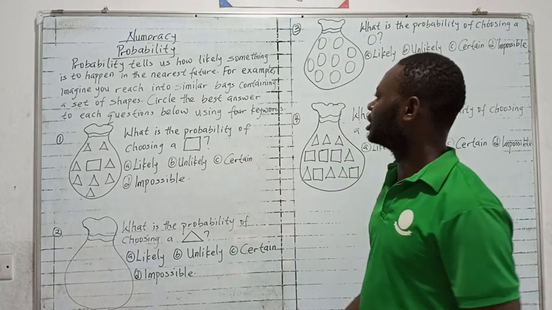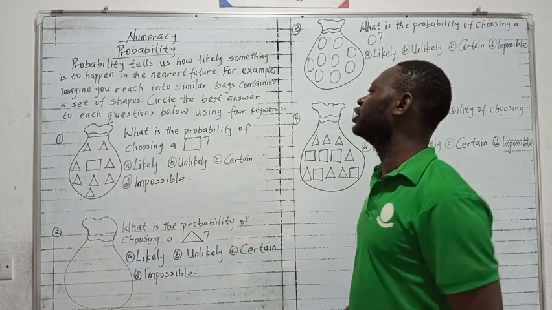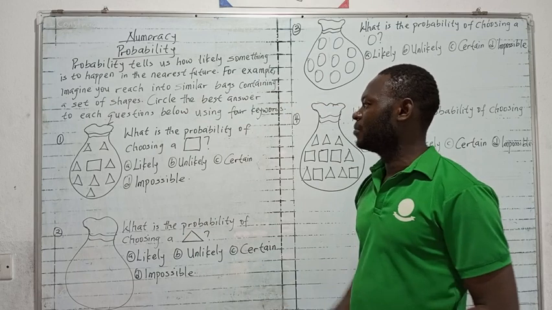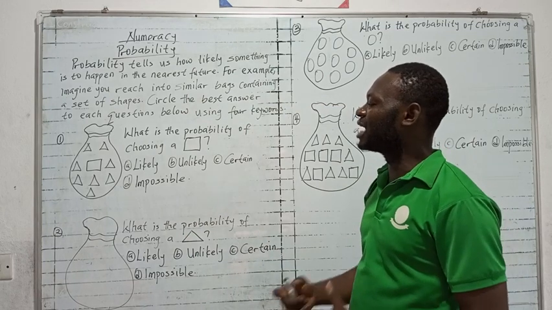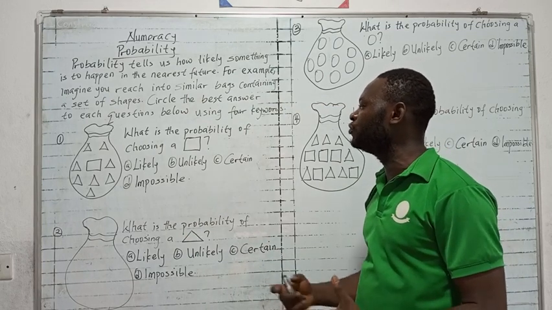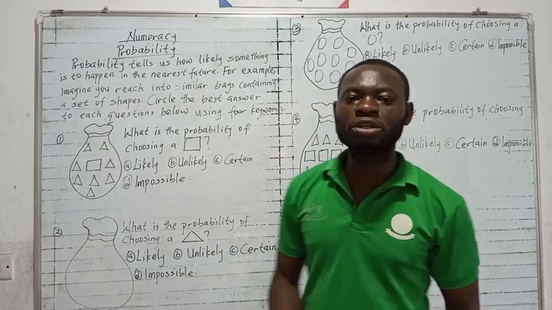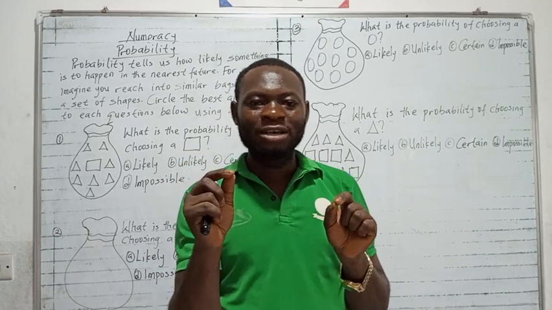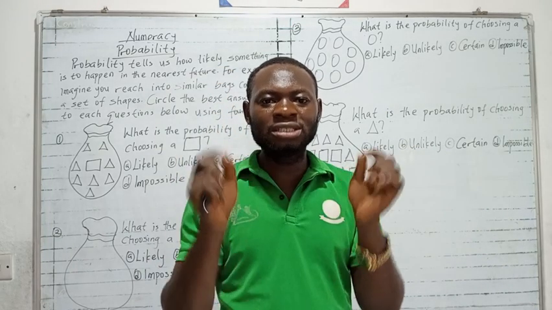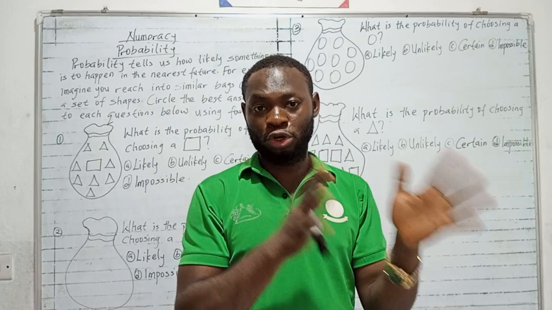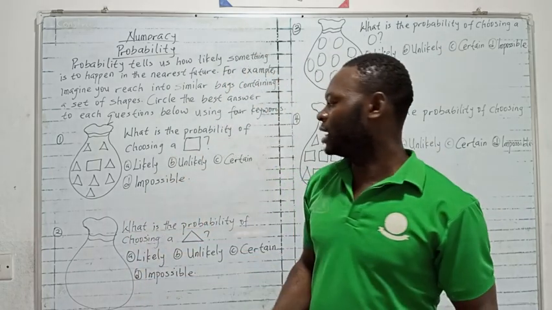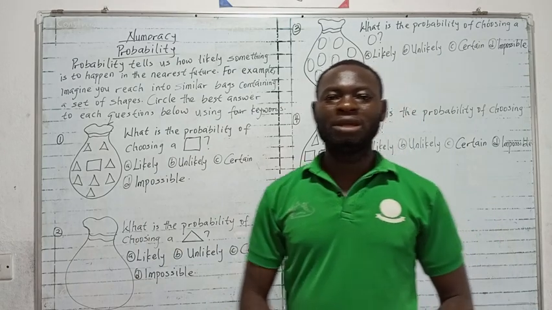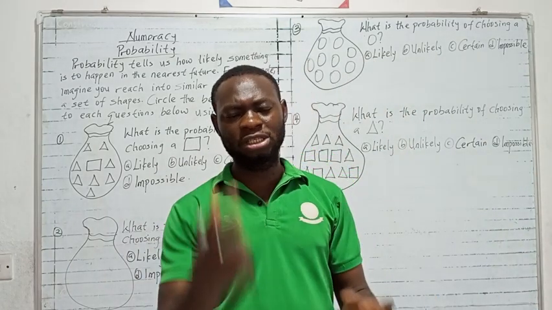Now, for example, imagine you reach into similar bags containing a set of shapes. The question says, circle the best answer to each question below using 4 keywords. And the 4 keywords we are going to use in knowing the rate of chance an event has to occur are likely, unlikely, certain, impossible. Now let's first of all talk about these keywords.